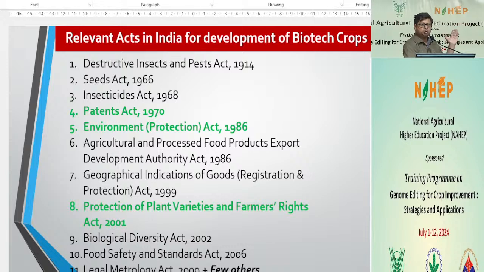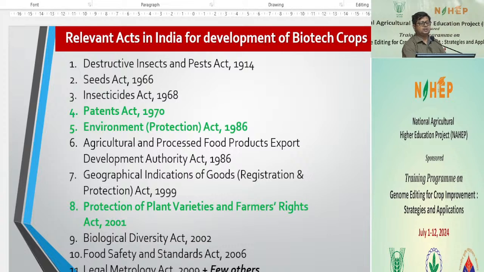The other day I showed one example where a non-GMO herbicide tolerant trait has been developed. But again, the herbicide to be used on that particular crop is regulated under the Insecticides Act. For example, if you develop a glyphosate resistant crop by some means, is glyphosate allowed to be sprayed on that particular crop?